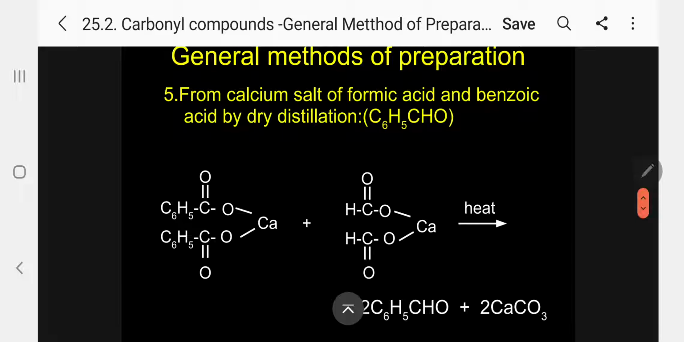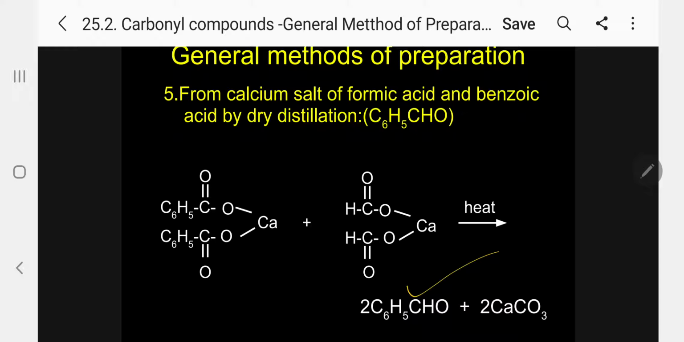The third one, kindly follow, is benzaldehyde, again unsymmetrical, so a mixture of 2. One is calcium formate, another is calcium benzoate. So from calcium salts of formic acid and benzoic acid by dry distillation, we get 2 moles of benzaldehyde and 2 moles of calcium carbonate.